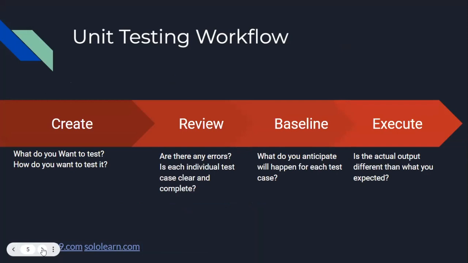For the unit testing workflow, there are 4 steps to unit testing. During the create step, a tester determines what they want to test and how they want to test it. Test cases are then validated during the review process, and any errors are addressed. During the baseline step, an expected output is determined for each test case. Lastly, test cases are run, then results are compared with anticipated output.